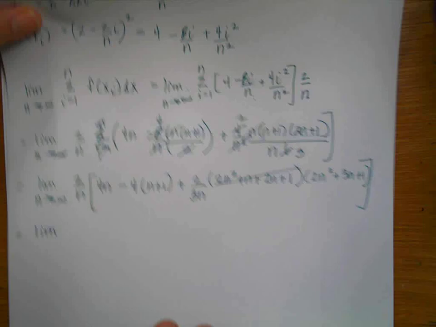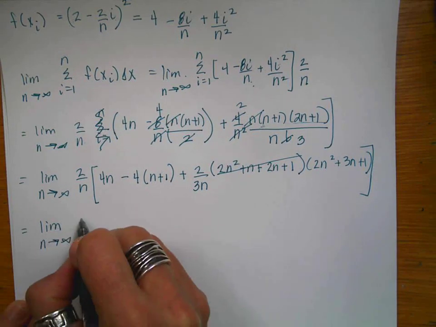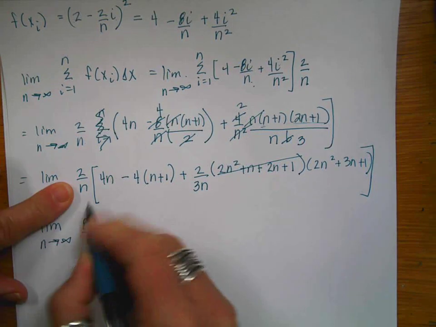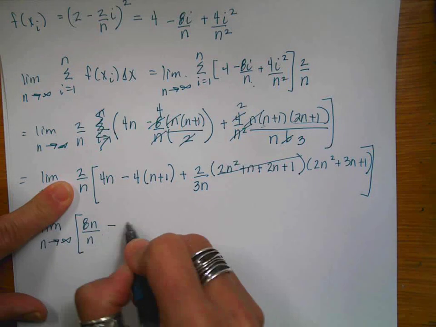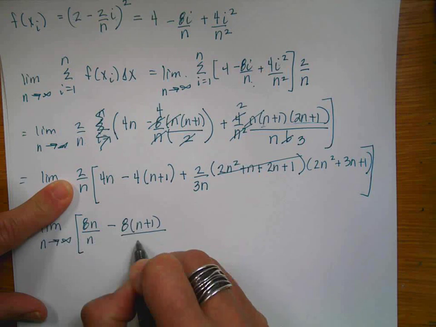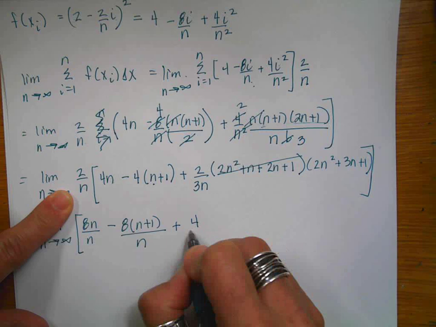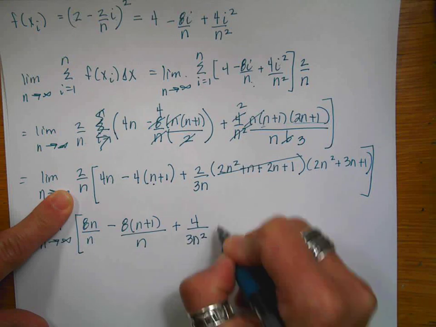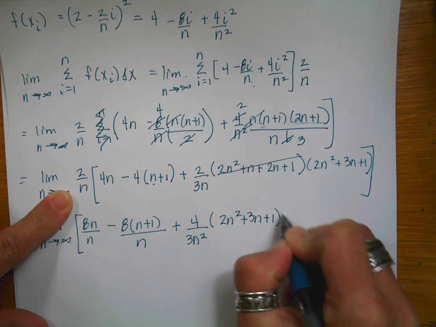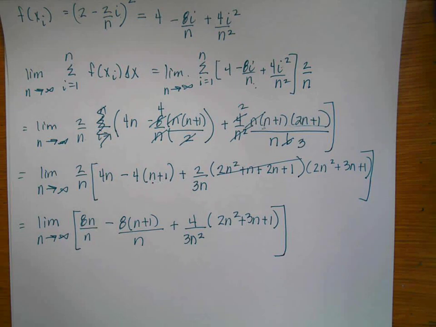So now what I'm going to do, I guess I should close my parentheses, is I'm going to expand this to each one of these individual terms. So I have the limit. I still can't simplify. I'm still just trying to manage all of my terms. So I have 8n over n. There's the first term. Okay. Then I have minus 8 times (n plus 1) over n. That's this term right here. Then I have plus 4 over 3n squared times (2n squared plus 3n plus 1).